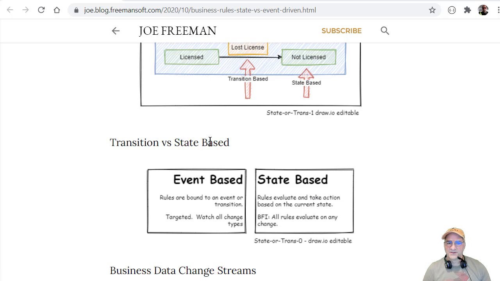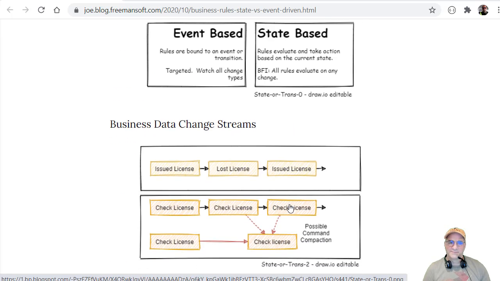So there's this notion that you know all of the rules that need to occur on an event change, and you only run those. On a state-based approach, you have a bunch of rules, and they all fire trying to figure out what happened. So if we look at what this would look like, I'm going to pick a driver's license again, because most people know how that works. I was issued a license. I lost a license. And then I was issued a license.